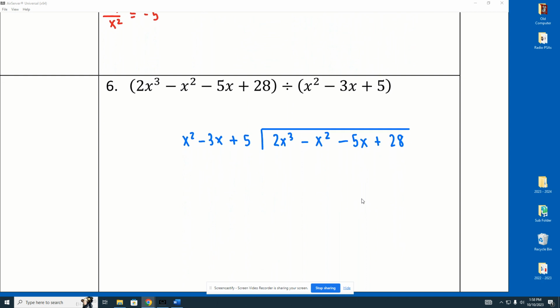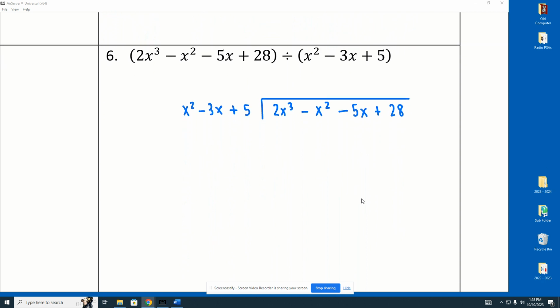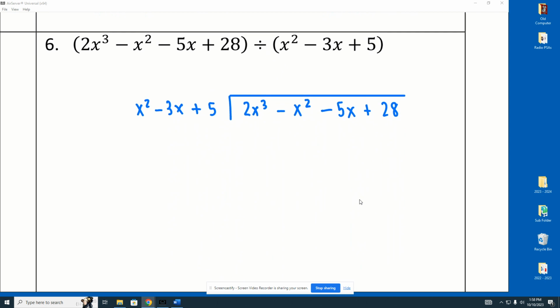I also want to do number 6. Sorry about the bell. Probably going to hear another one here in just a minute. But this one was a little different because your divisor was a trinomial. It was a quadratic. So again, that really doesn't change anything.